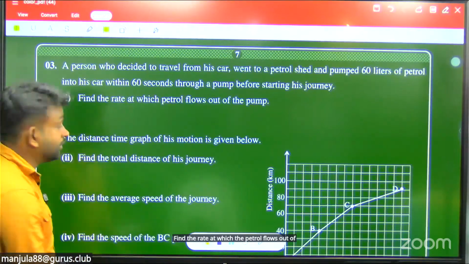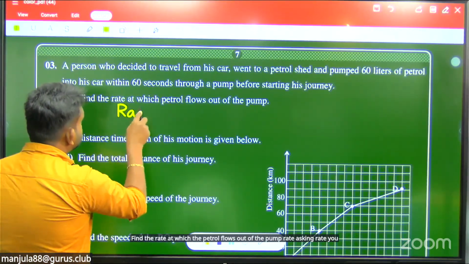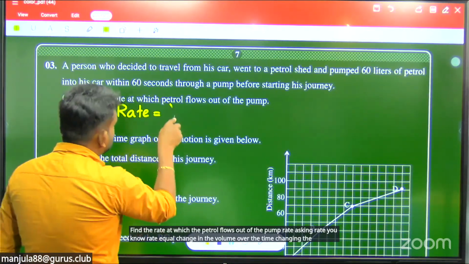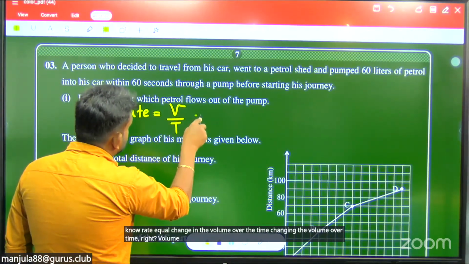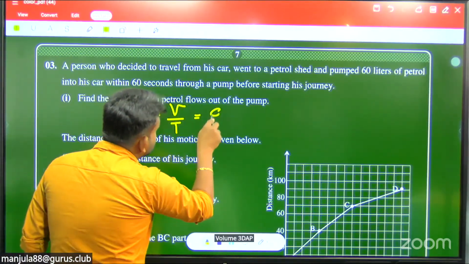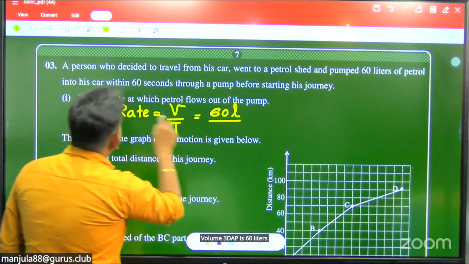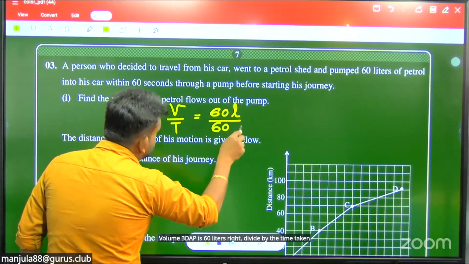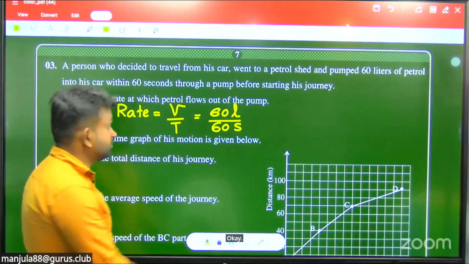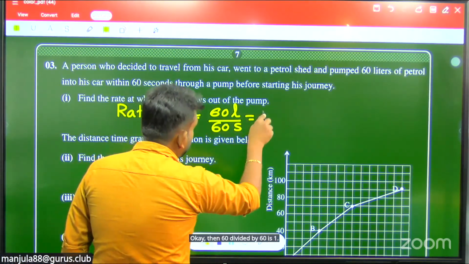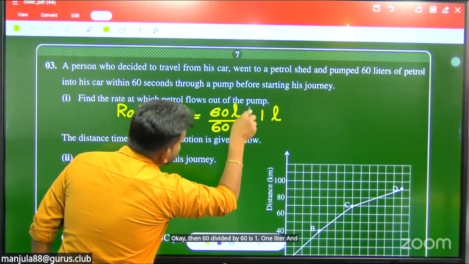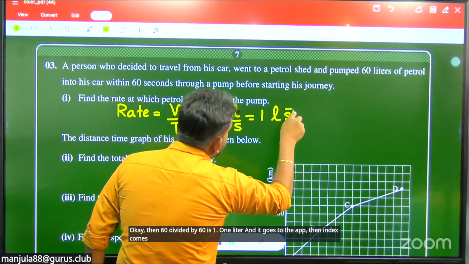Rate asking. Rate, you know, equals change in the volume over the time. So what's the volume filled up? Volume filled up is 60 liters, divided by the time taken, 60 seconds. Then 60 divided by 60 is 1 liter, and s goes up, so the index comes as -1, s^-1.